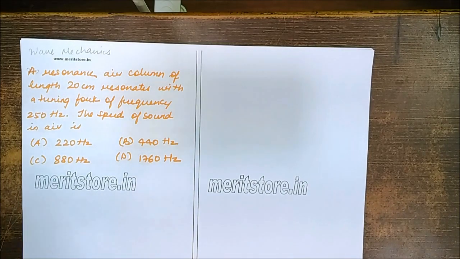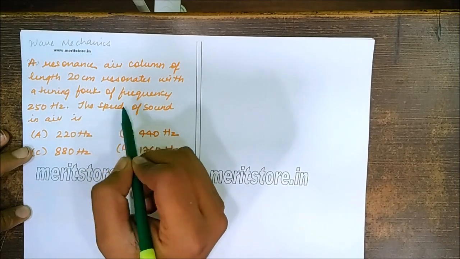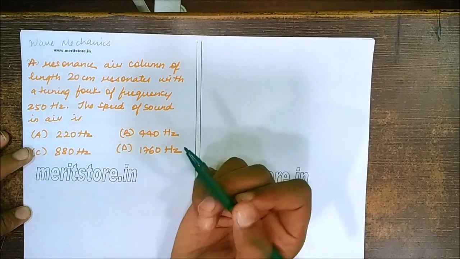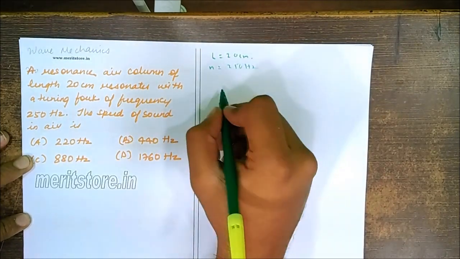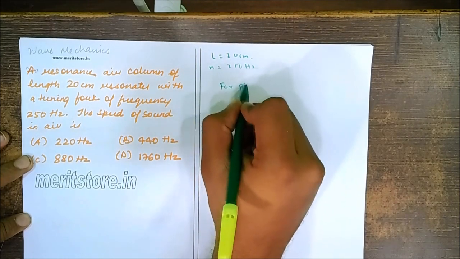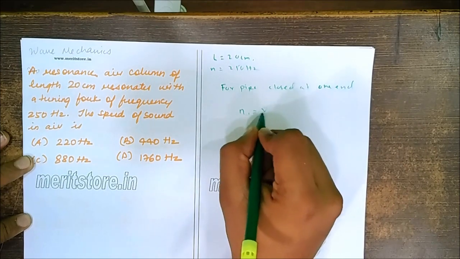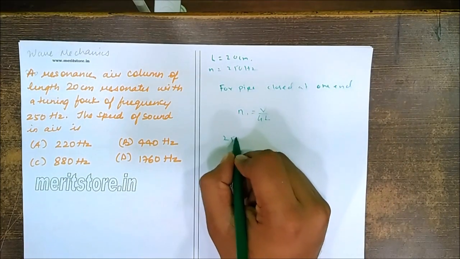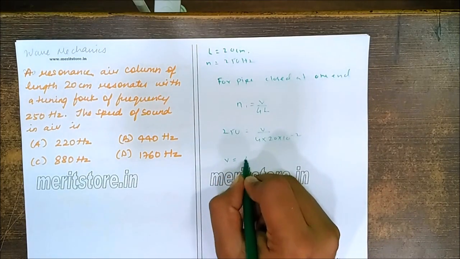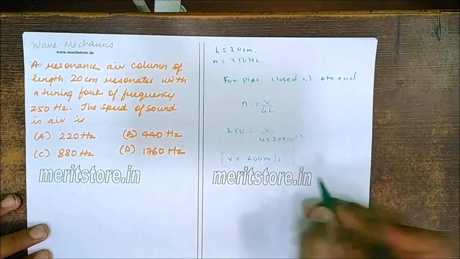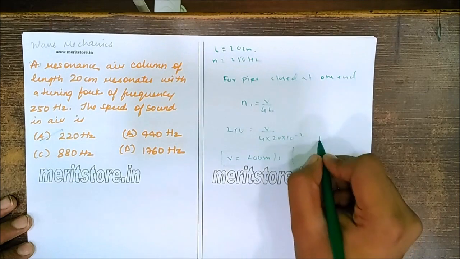The next chapter, wave mechanics. The first MCQ: a resonance air column of length 20 cm resonates with a tuning fork of frequency 250 Hz. The speed of sound in air has been demanded. Now, length is 20 cm and frequency has been given as 250 Hz. For a resonance air column, it is an air column closed at one end. So for a pipe closed at one end, I can say n1 or n is equal to v upon 4L. So 250 is equal to v upon 4 into 20 into 10 raised to minus 2. On solving, we'll get v as 200 meter per second, that means the closest is 220, option A.